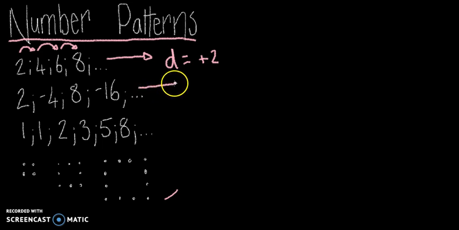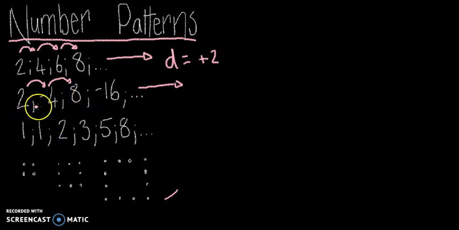But this one is slightly different because to get from 2 to negative 4 we're subtracting 6. But then to get from negative 4 to 8 we're adding 12. So that doesn't really make sense. We've got to find a consistent pattern.